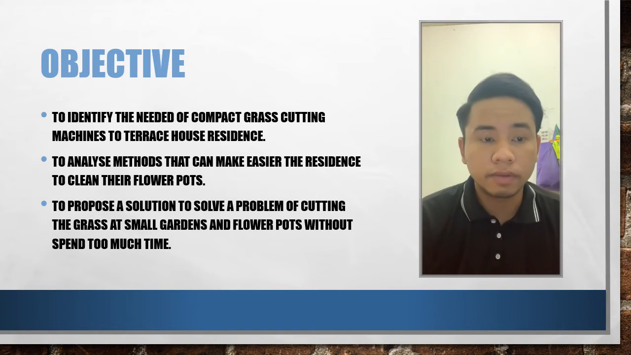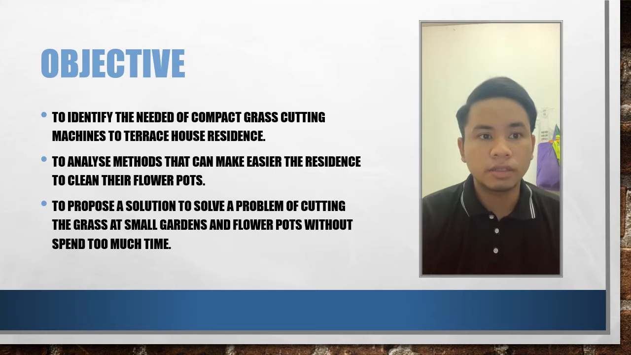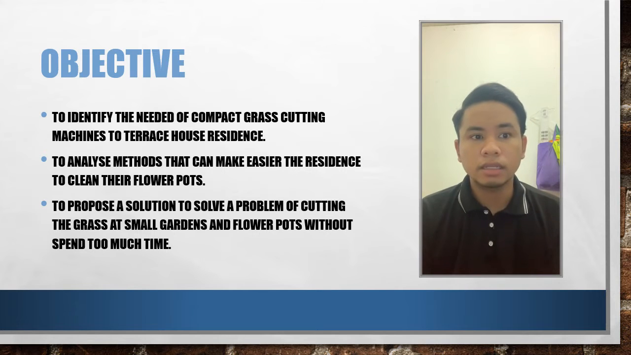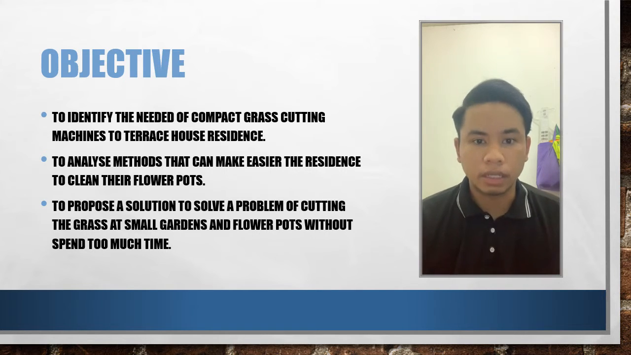The objective of this project is, first, to identify the needs of a compact grass cutting machine for terrace house residents. Second, to analyze methods that can make it easier for the residents to clean their flower pots. And last, to propose a solution to solve the problem of cutting the grass in small gardens and flower pots without spending too much time.